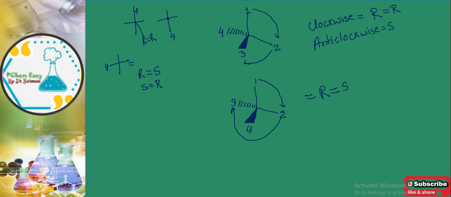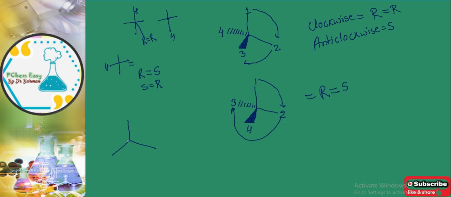Now this was the condition if the fourth group is in dash or wedge. If the fourth group is in dash, as such we will write R as R, S as S. If the fourth group is in wedge, we will have to invert it. Now suppose this fourth group is at position 2. Suppose it is not above the plane or below the plane, away from the viewer or towards the viewer. It is in a different plane, at position 1 or 2. So in that case, let me draw that.